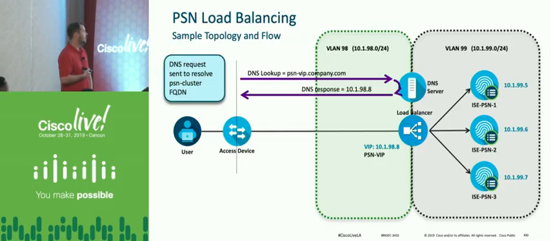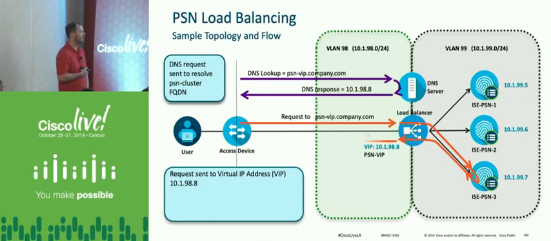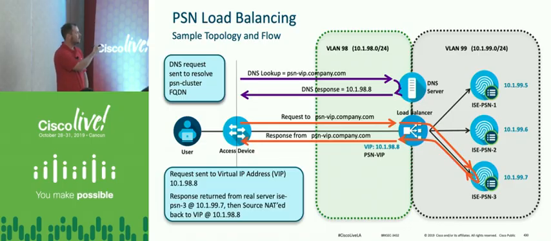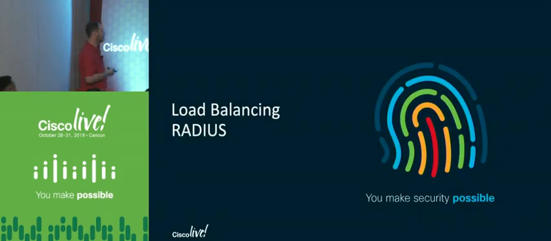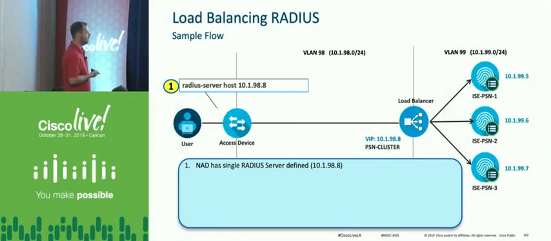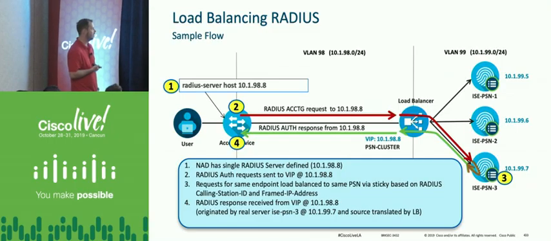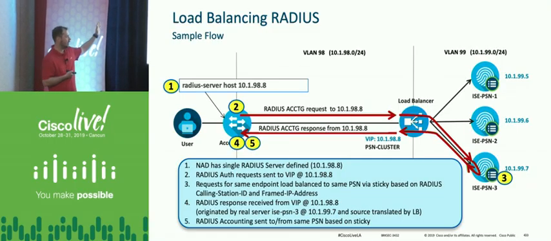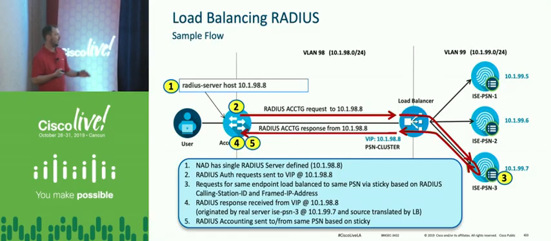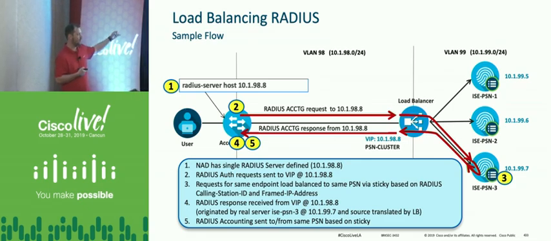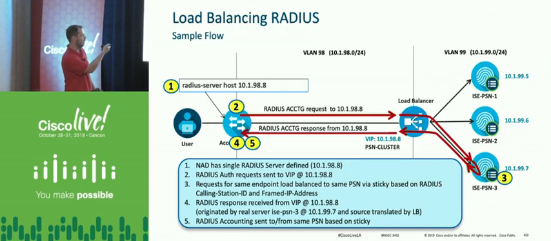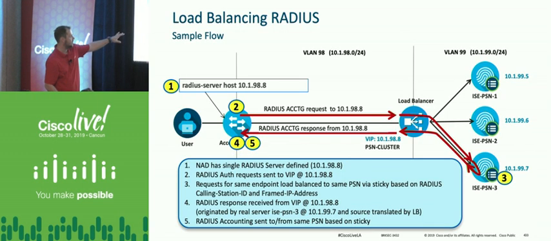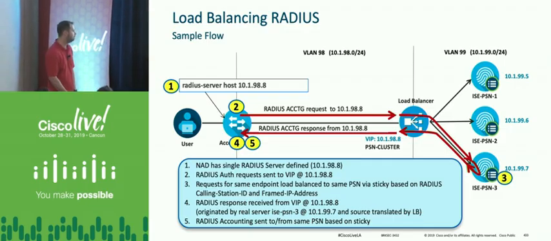Now, from a sample topology and flow, what happens is I start to use this PSN VIP domain name and a single IP address for access requests. Whether it's RADIUS is going to look pretty simplistic. I've got one RADIUS server, it's going to hit the load balancer, and then the response goes back through the load balancer so that we can NAT. So source NAT happens from here up through the load balancer so that the request comes from that same IP.